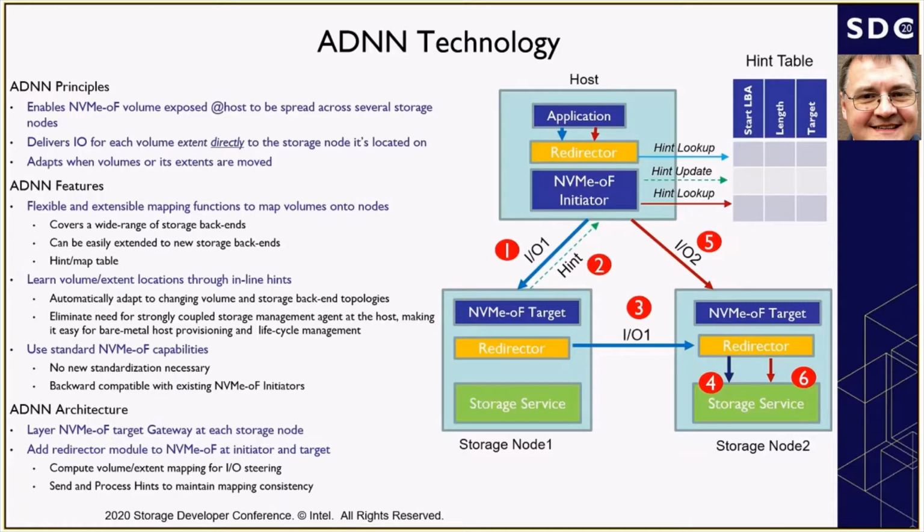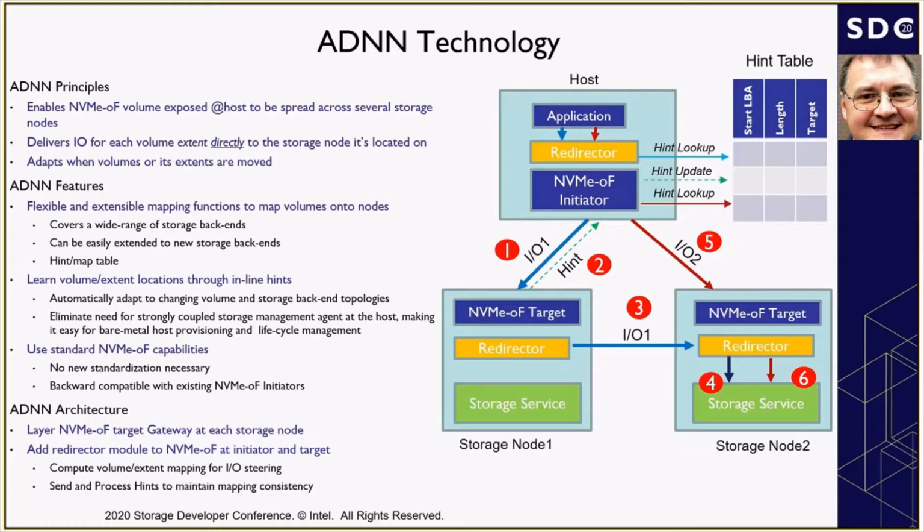Meanwhile, it's completing this IO to node 2. We don't show the completion messages coming back. That would just make this chart too busy. But from the host's point of view, its IO completed, and it was told, don't do that again. Do it over here. So the next IO, number 2, the red one, that the host sends, it now has the benefit of that hint.